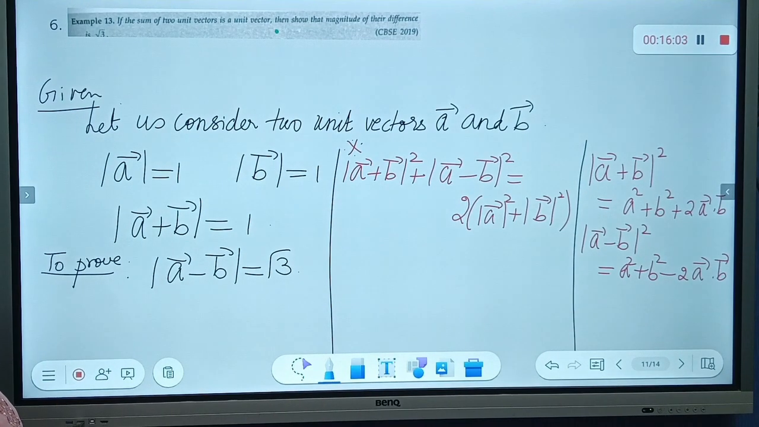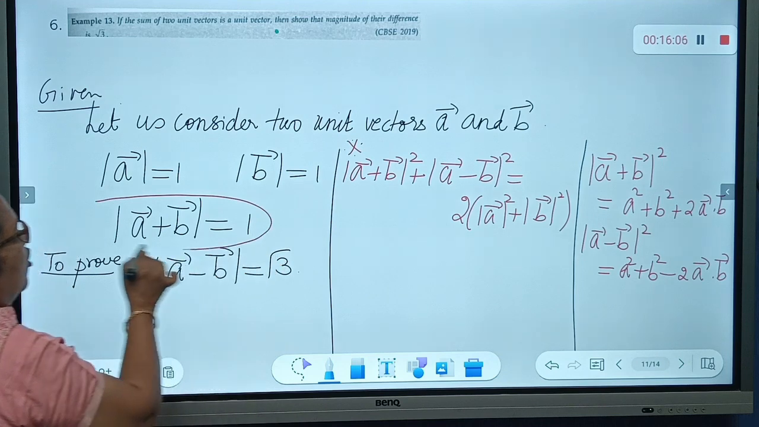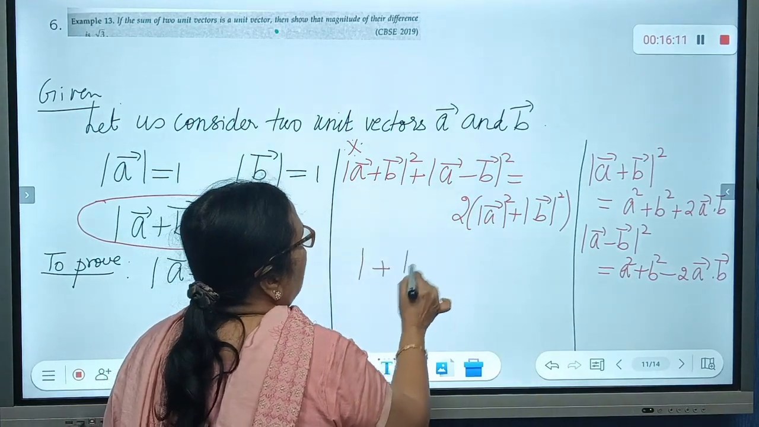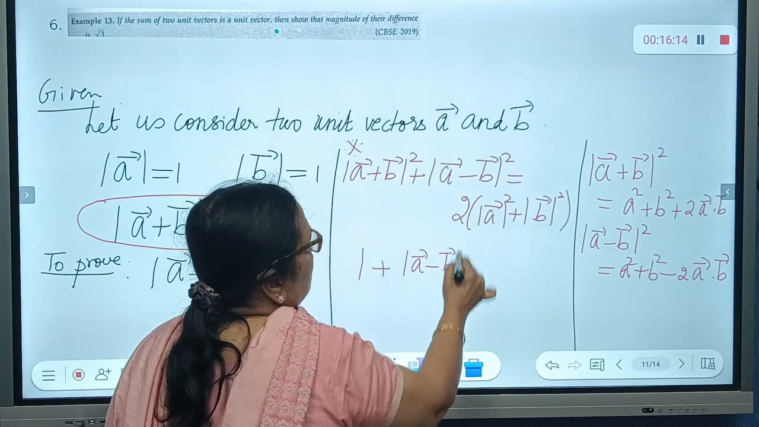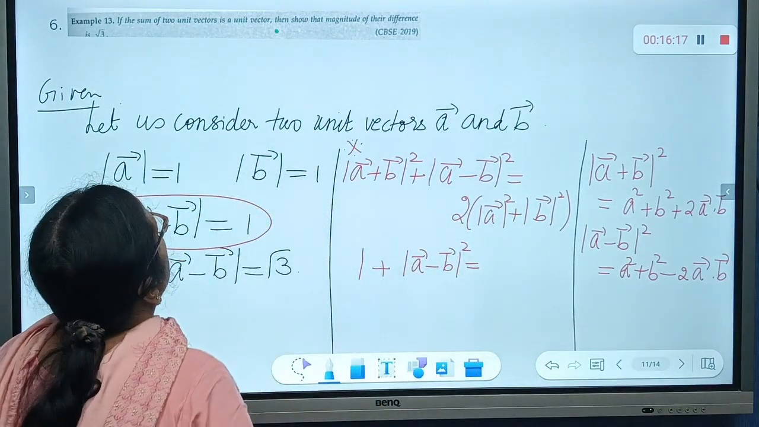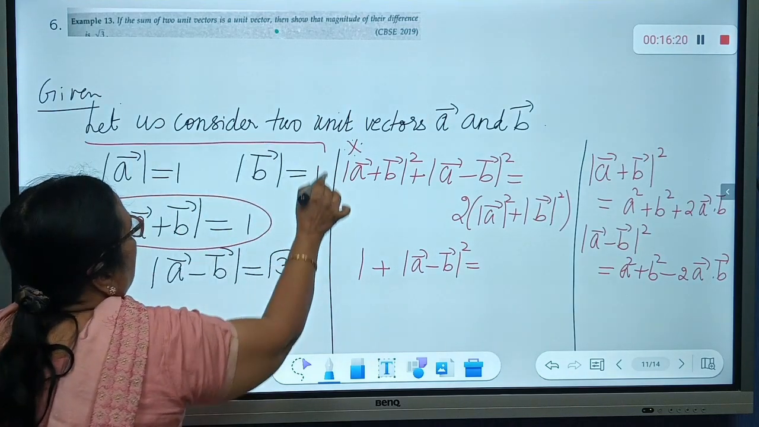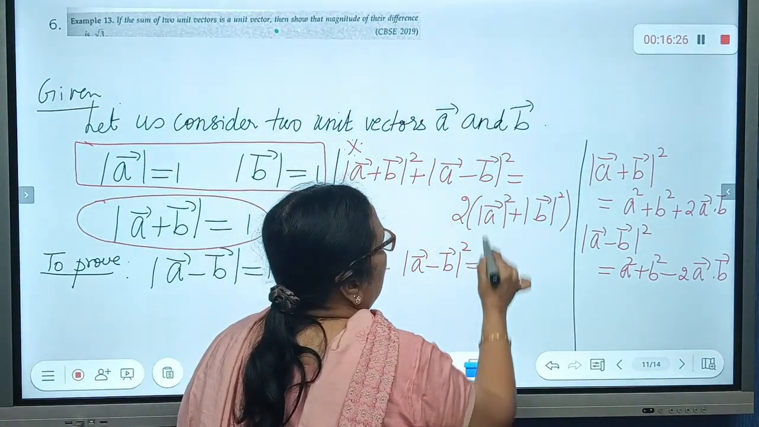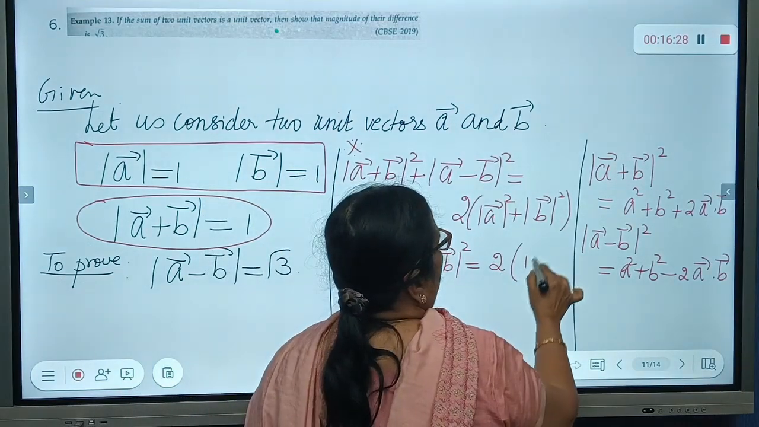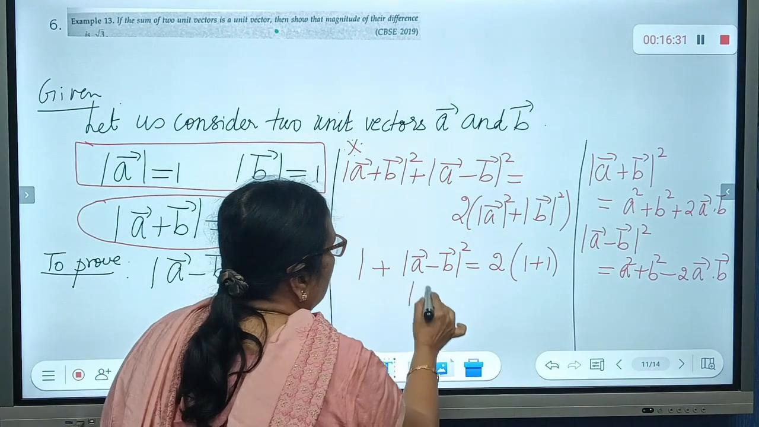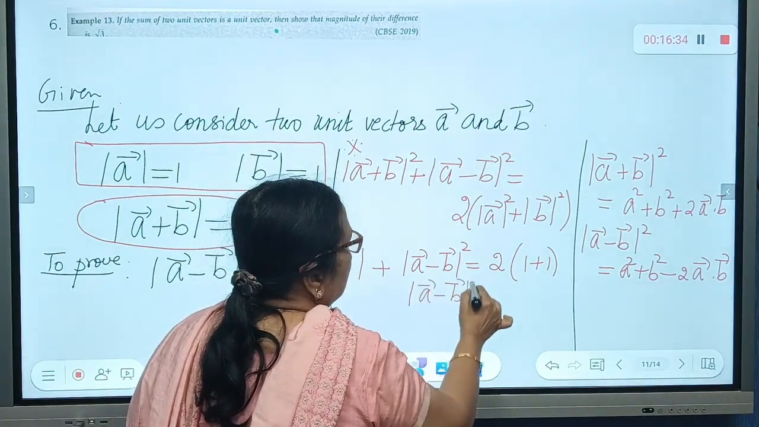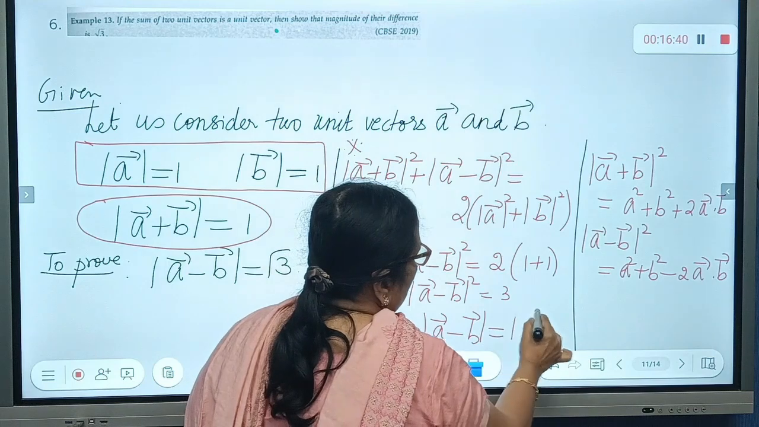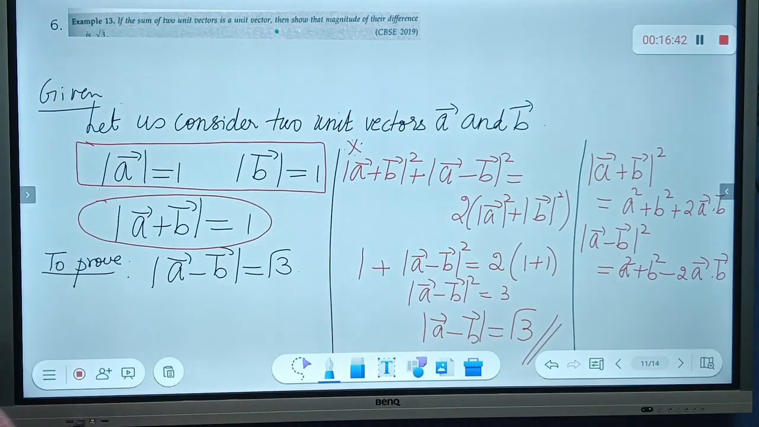Now you are given one more fact, you are given modulus of a plus b is 1. So 1 plus modulus of a vector minus b vector the whole square, and a vector and b vector, what sort of vectors are they? They are also unit vectors. Therefore you will get 2 into 1 plus 1. So modulus of a minus b the whole square is 3, which means modulus of a minus b is root 3. The magnitude of the difference is root 3.